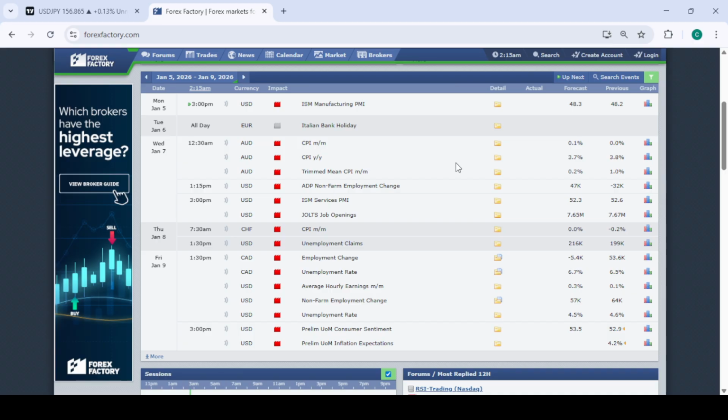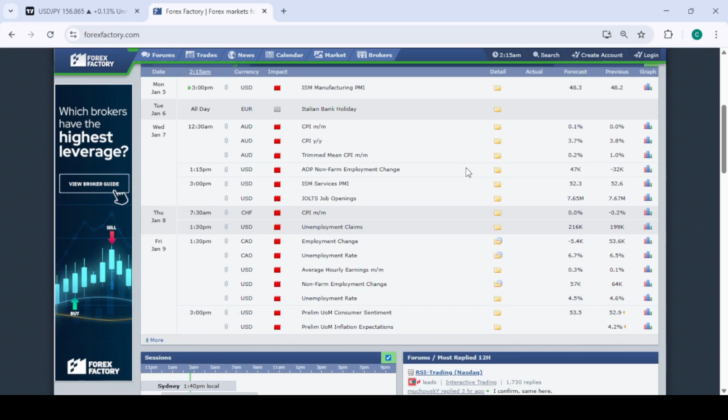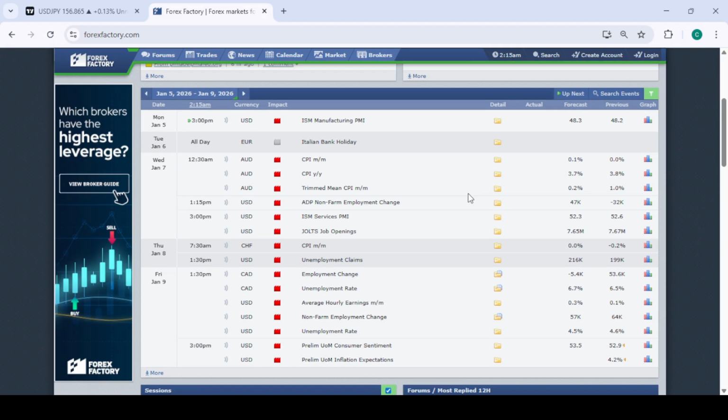Thursday morning we're also going to have CPI for the CHF, and then later in the day is going to be the unemployment claims for the USD. It's actually an NFP week, so on Friday we're going to have the unemployment change and unemployment rate for CAD, and then the NFP for USD, which is happening at the same time on Friday. And later after the NFP, we're going to have the prelim consumer sentiment and inflation expectations. So this is the high impact news you should be looking out for in the coming week.